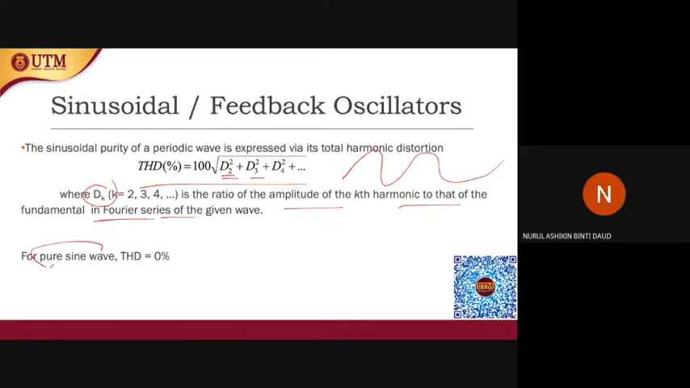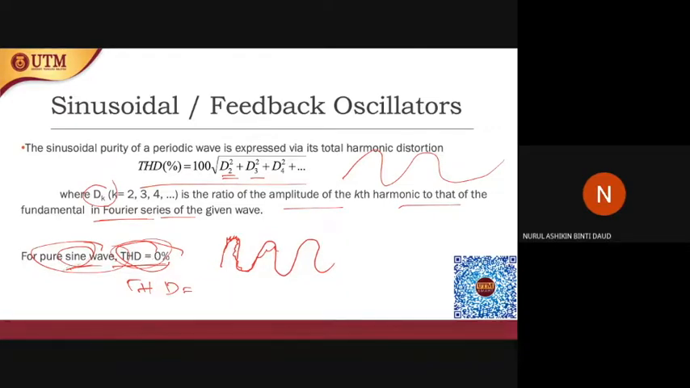For a pure sine wave, nicely sine, without any noise, the THD will be equal to 0. But if there is slight noise, the THD will depend on the noise. So the bigger the percentage of THD, the more the output wave is not a pure sine wave anymore. So if you want to judge whether the output wave is a sine wave or not, it depends on the THD percentage.